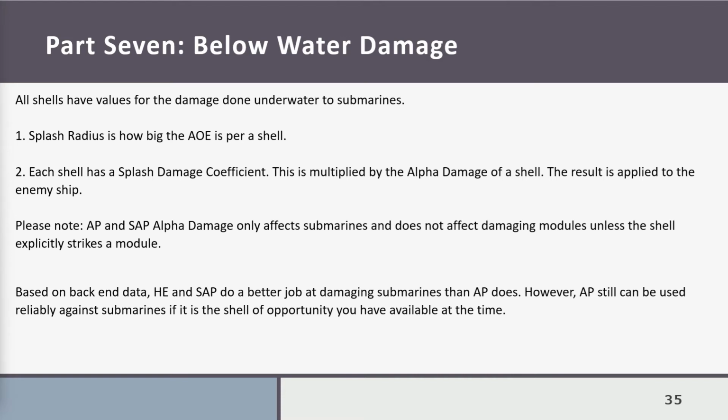But basically, you get a splash radius, which is how big the AoE is per shell that each shell has. And then each shell has a splash damage coefficient.